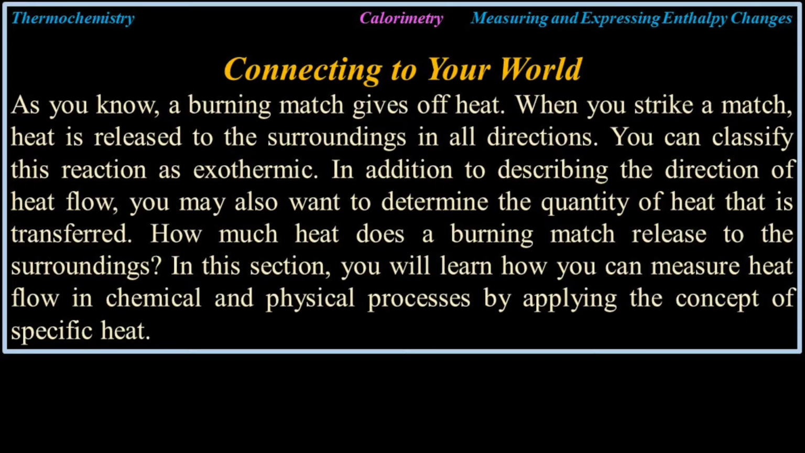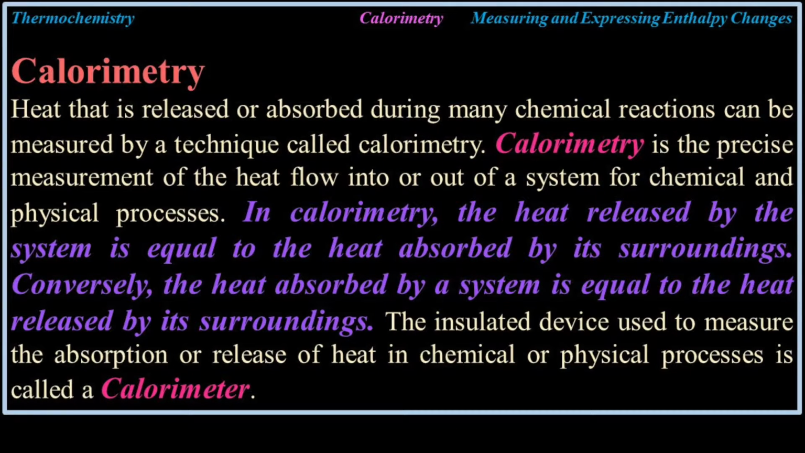In this section, you will learn how you can measure heat flow in chemical and physical processes by applying the concept of specific heat. Calorimetry. Heat that is released or absorbed during many chemical reactions can be measured by a technique called calorimetry. Calorimetry is the precise measurement of the heat flow into or out of a system for chemical and physical processes.